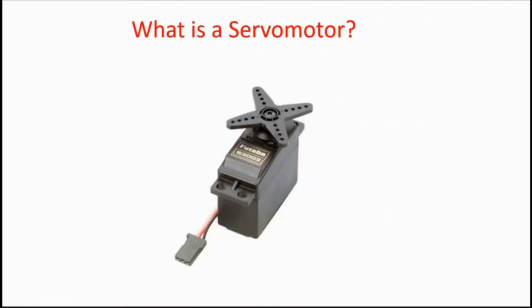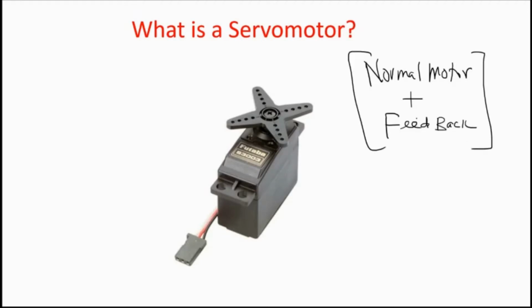So let us start our discussion with understanding what a servo motor is. A servo motor is essentially a normal DC motor added with feedback. So what do you mean by feedback? A normal DC motor is an open loop motor, whereas a servo motor is a motor with feedback. Now you understand the difference between open loop and a feedback system. Right, today I am taking class for you.